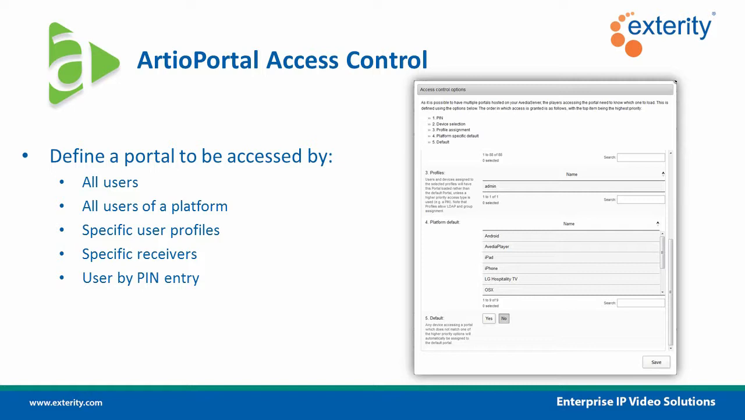Next we have profile defined access. Profiles can be assigned to content groups and users. Users logging in will be delivered to the portal configured against their profile. Second from last we have individual or group selection on receivers. And finally, a user can access a portal with a PIN via a login app.